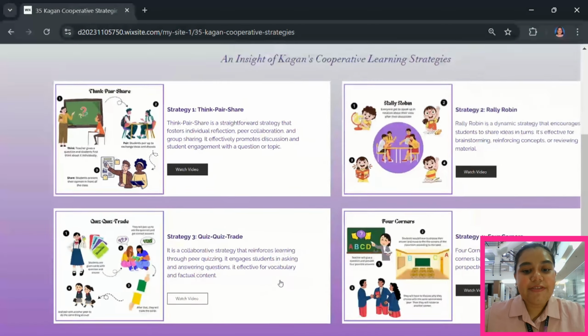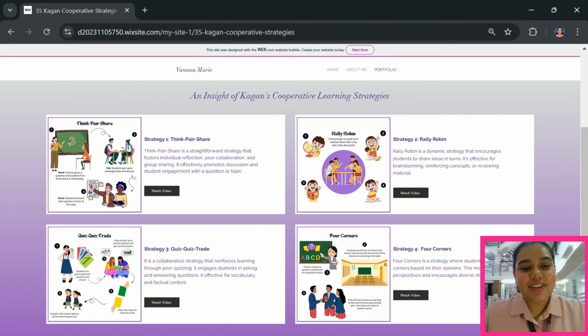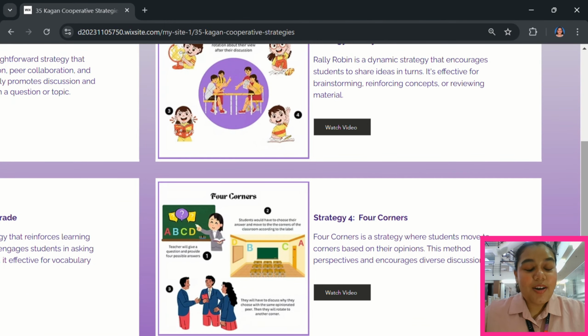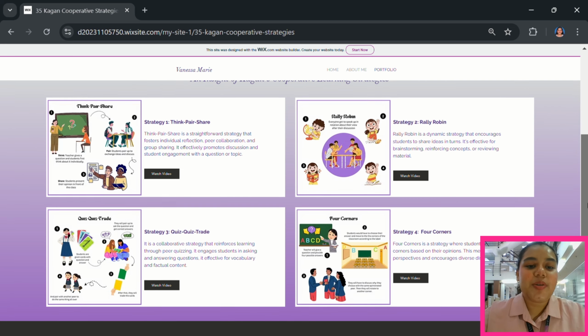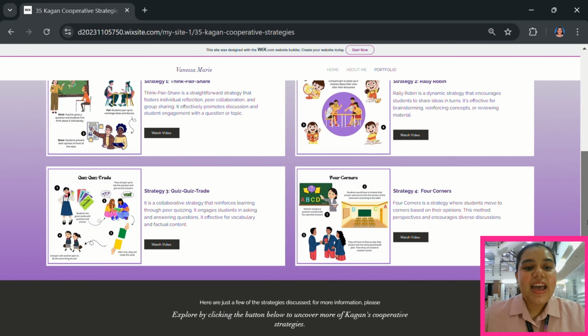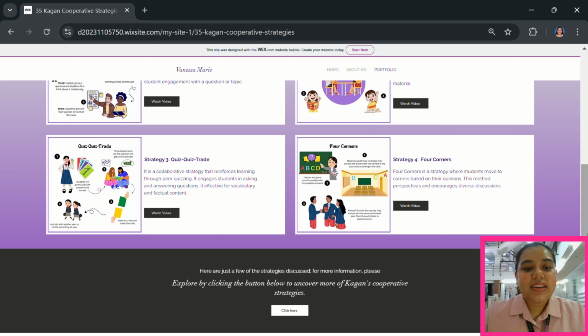And finally, my favorite strategy among all of the 35 would be Four Corners, which is where students move to different corners of the classroom based on their opinion or response to the question. And with this method, they get to be active and also understand their opinions even better by listening to their peers' perspectives.